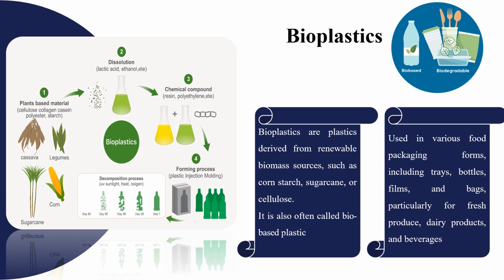Bioplastics are plastics derived from renewable biomass sources such as cornstarch, sugarcane, or cellulose. In this diagram, we can see that from sugarcane, corn, and other plant-based materials, cellulose, collagen, polyesters, and starch are extracted, which are dissolved in a beaker into lactic acid and ethanol.